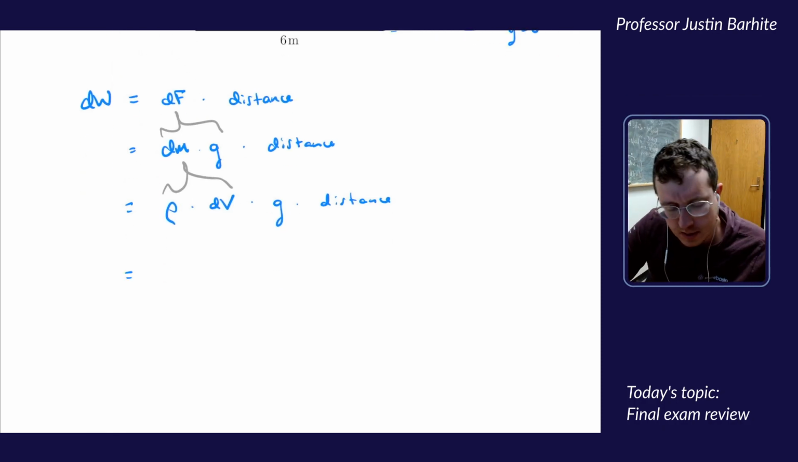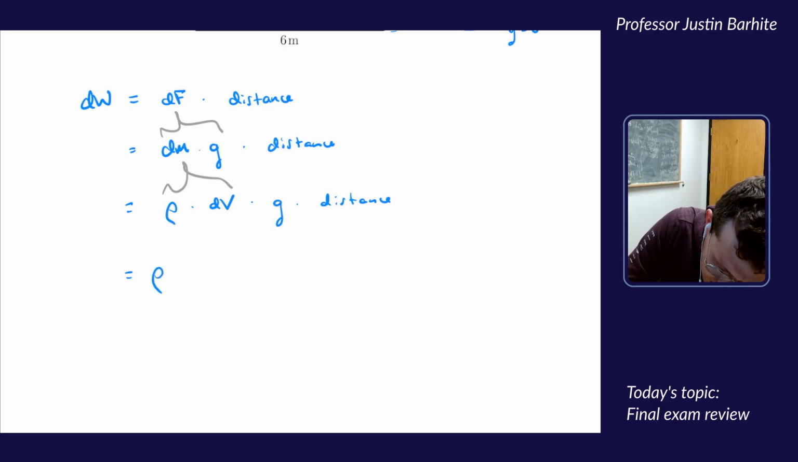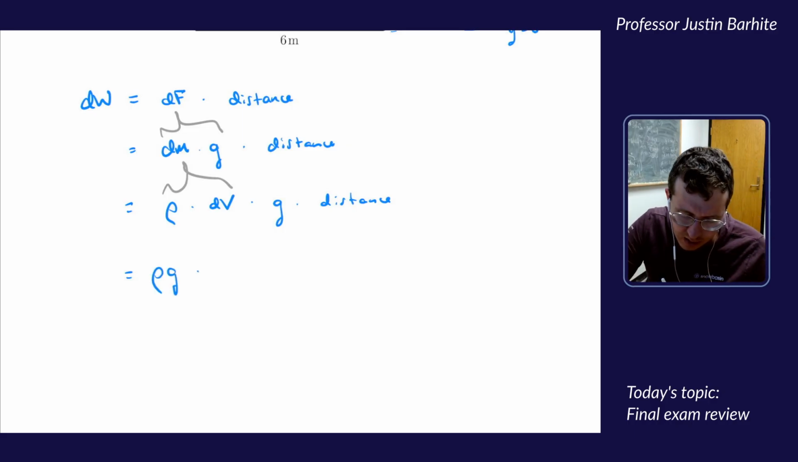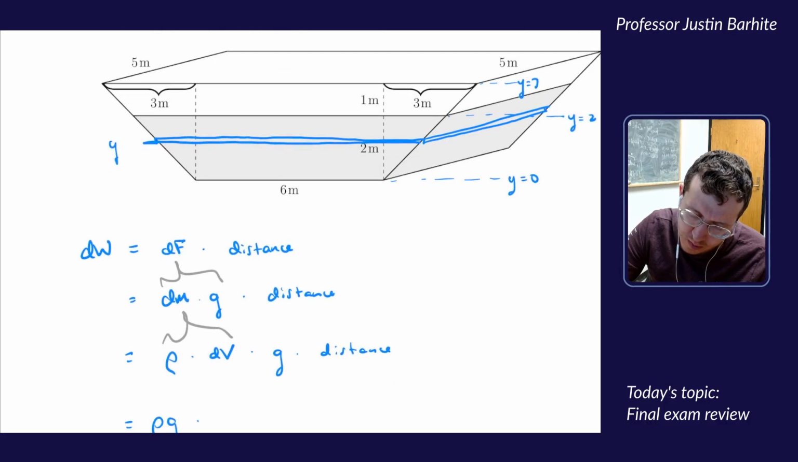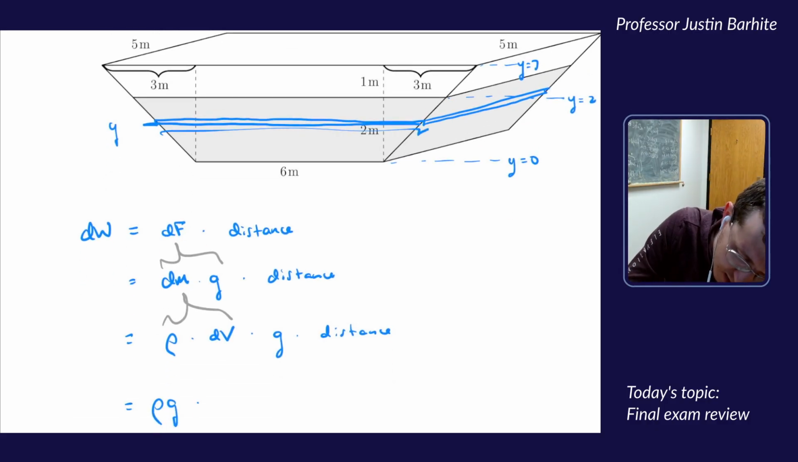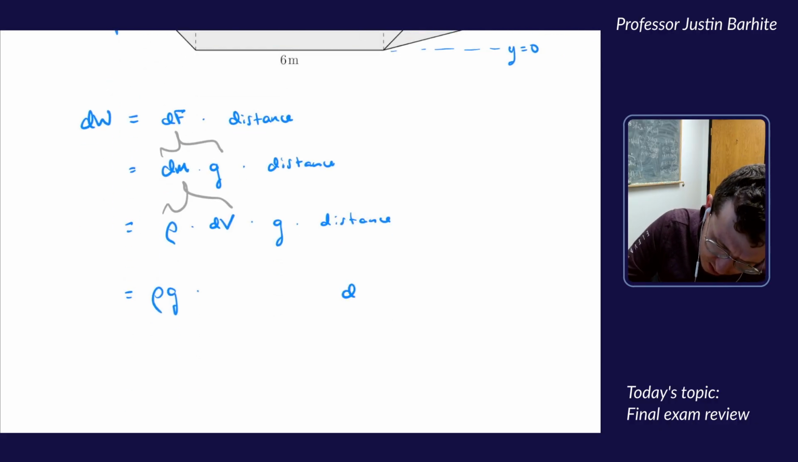Okay, so now let's think about what all of these are. I'm just going to gather the constants up front. I've got a rho, a g, and then a dv. The volume is going to be length times width times height. The height is the easy part because it's just dy.